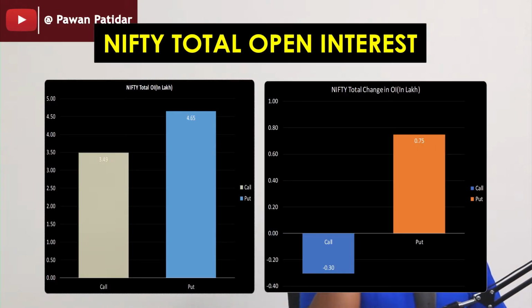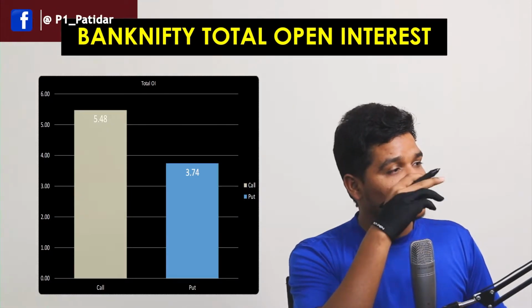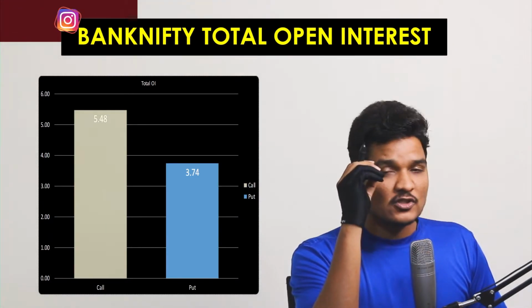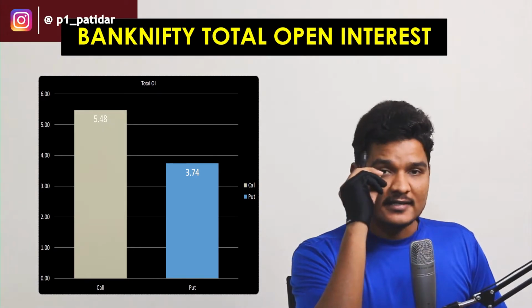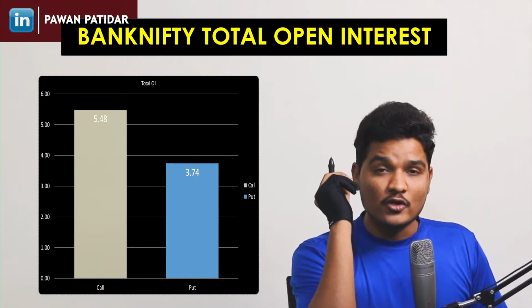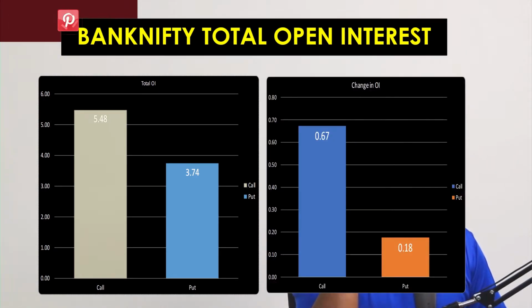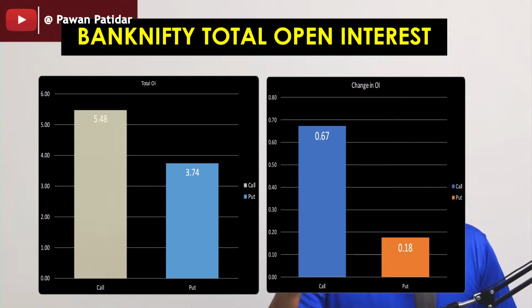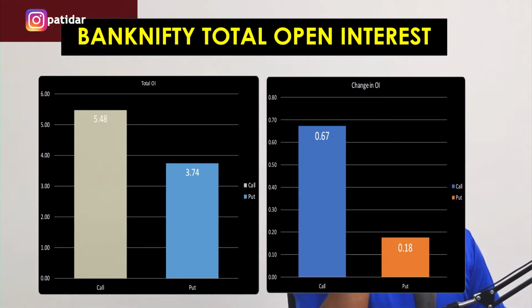Now if you see the Bank Nifty open interest picture, total open interest is saying call is being sold more than put. It means it is saying Bank Nifty will go down. And if you see the change in open interest, here also call has been sold more than put. It means Bank Nifty is continuously saying that I will go down, down, down. And that's what is actually happening. It is not increasing, it is going down only. So total OI is saying, the weekly picture is that Bank Nifty will go down.